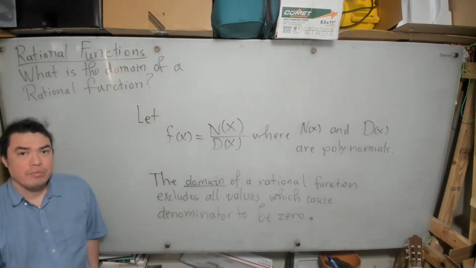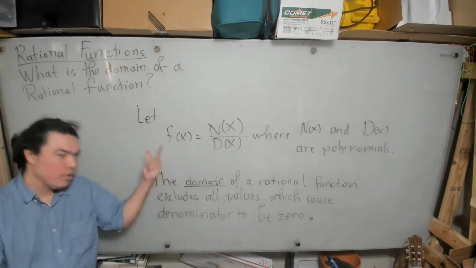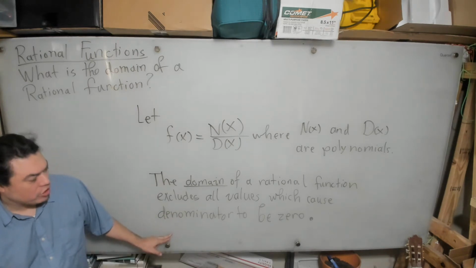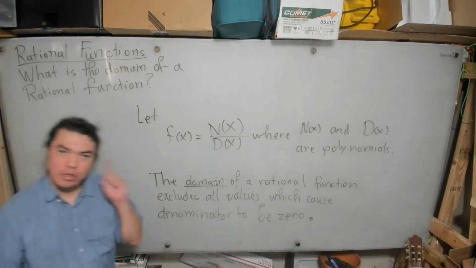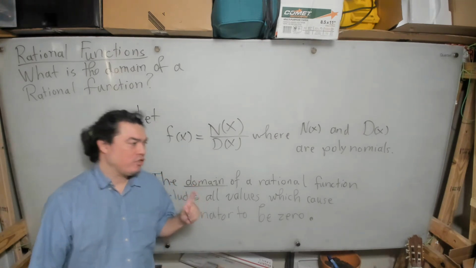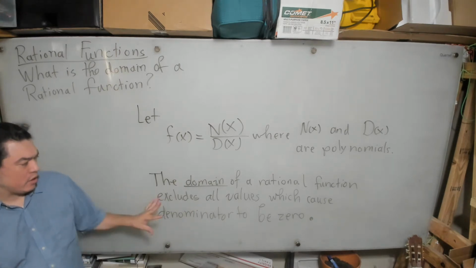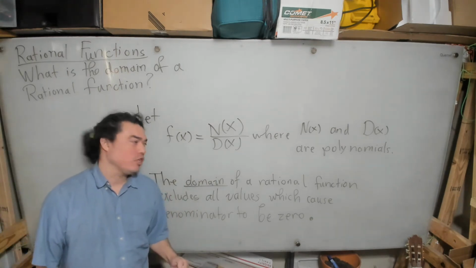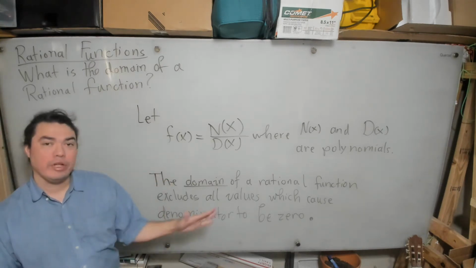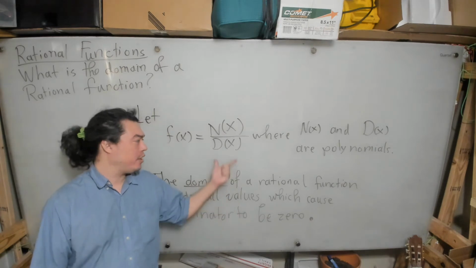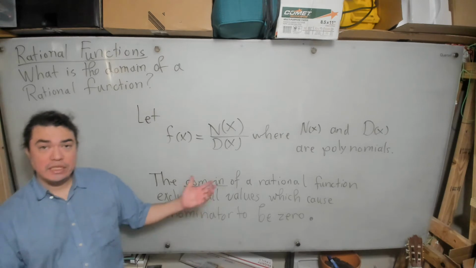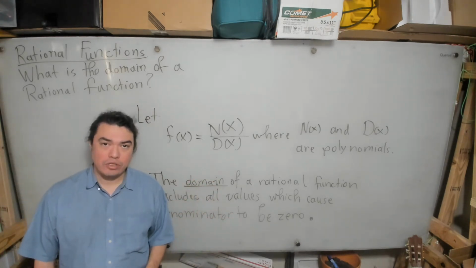So with that observation behind us, we can see that the domain of a rational function excludes all values which cause the denominator to be 0, because as we know, we can never have a 0 in the denominator. That motivates this definition, this criteria: the domain of a rational function is basically all the real numbers except those which make the bottom 0. Having said that, we're now prepared to look at some examples.